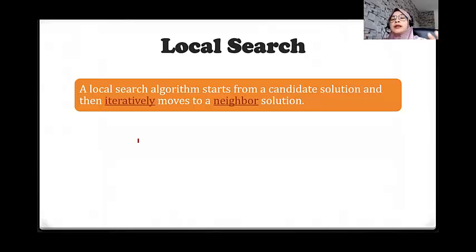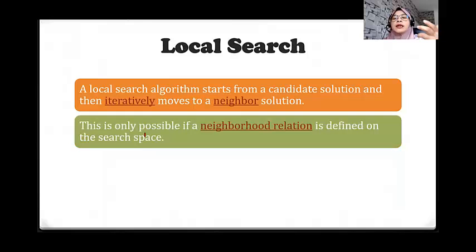Local search algorithms start from a candidate solution and then iteratively move to a neighbor solution. How to move to a neighbor solution? The move is defined by the neighborhood structure. The neighborhood structure will modify the current solution to create a new solution that we call a neighbor solution. This is only possible if a neighbor relation is defined on the search space. That means in order to use local search, we must define how to generate a neighbor solution.